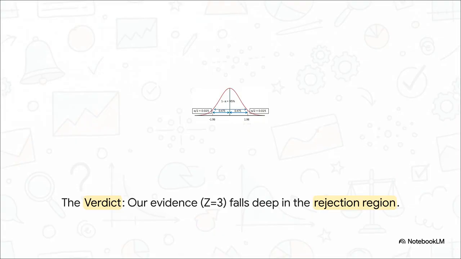So, the big moment. Where does our evidence fall in the courtroom? Well, our z-score is 3. Remember, the line for the rejection region was 1.96. So a score of 3 isn't just past the line, it's deep inside the rejection region. The verdict, you could say, is pretty clear. The evidence is just overwhelming.